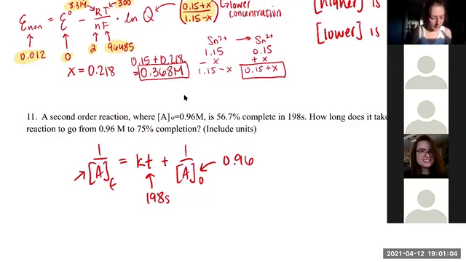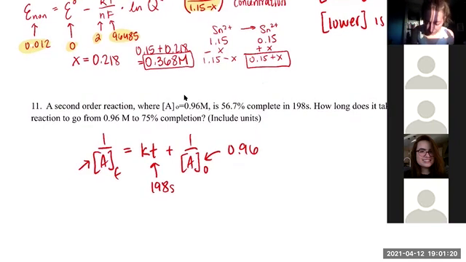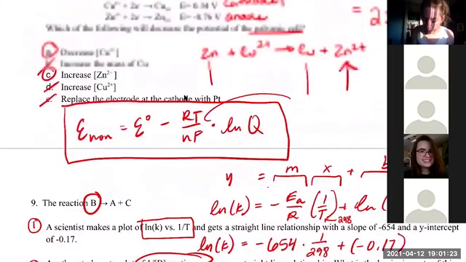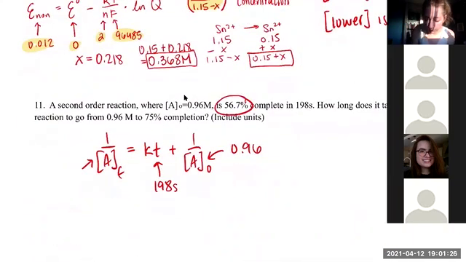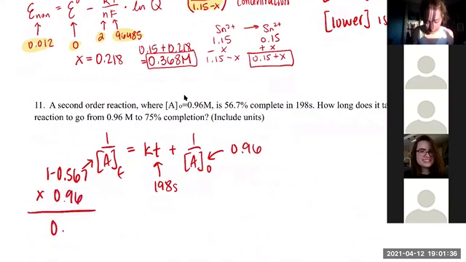So you're going to do 0.96. Well, first you're going to do 1 minus 0.567. Okay, sorry about that. We want to find what is left, not what is gone. This is gone. We want to find out what's remaining. And we're going to do 1 minus 0.567, and then multiply this by 0.96, and you'll get 0.433. Okay. So we know what to find. We need to find K.